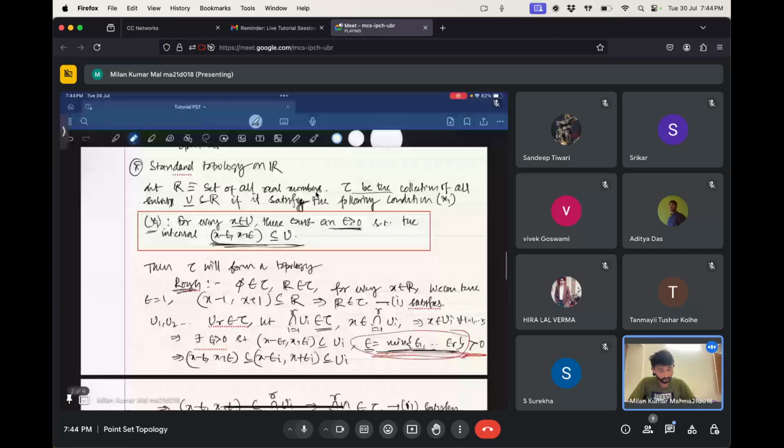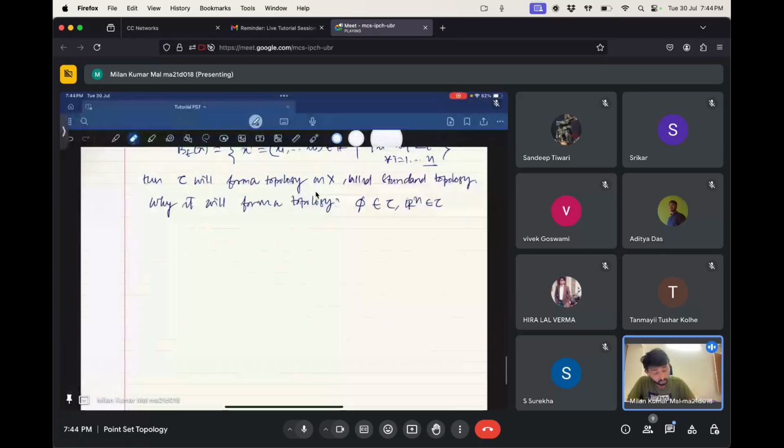Yeah, R students in Islam. So this is okay. So phi belongs to tau, and R to the power n belongs to tau. Why does R to the power n belong to tau?